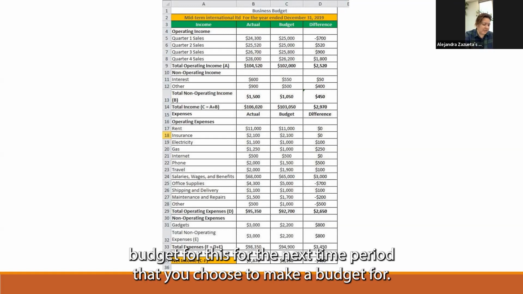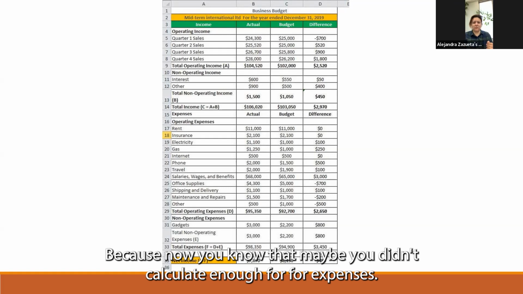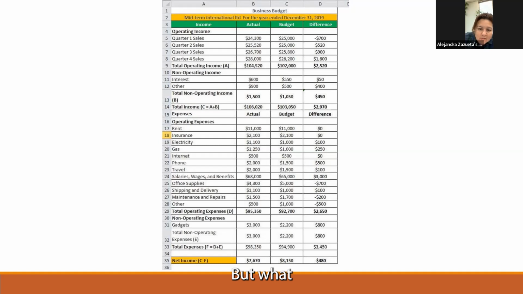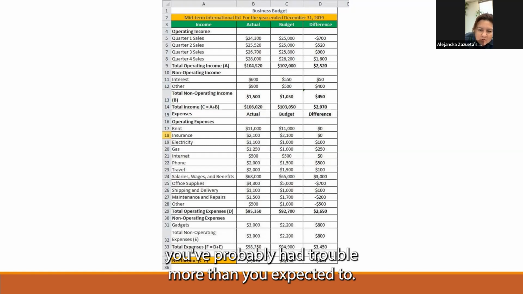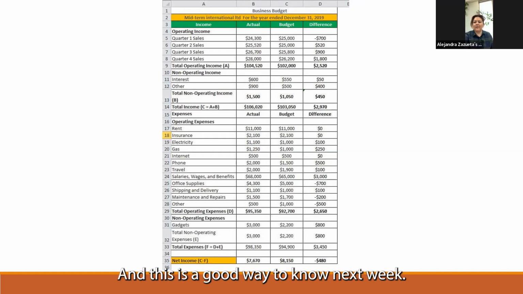make a better budget for the next time period that you choose to make a budget for, because now you know that maybe you didn't calculate enough for expenses. Maybe the rent went up and you didn't know. I mean, normally you do know if your rent's gonna go up, but what if you travel more than you expected to? Things like that you kind of want to keep on. You need to know the changes, and this is a good way to know. Next, please.